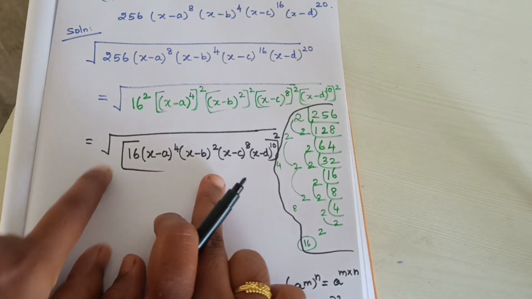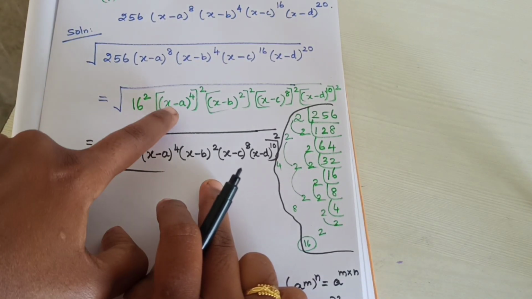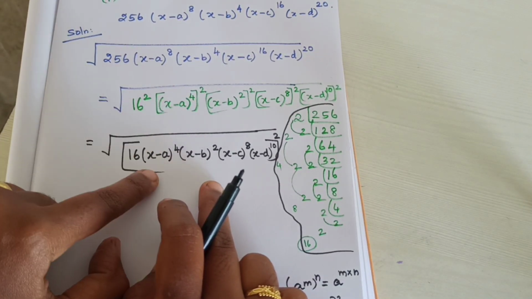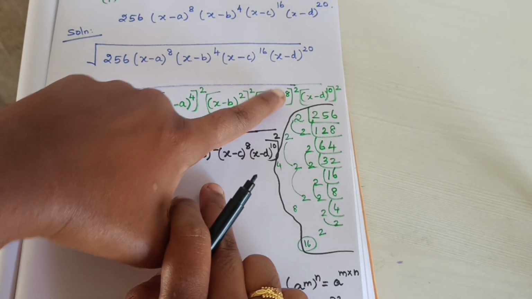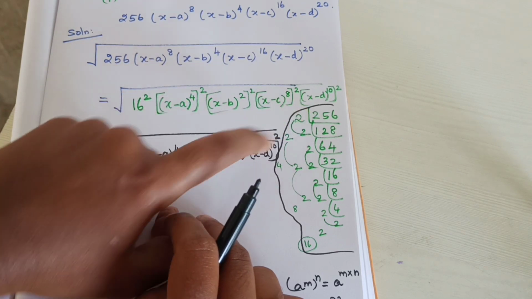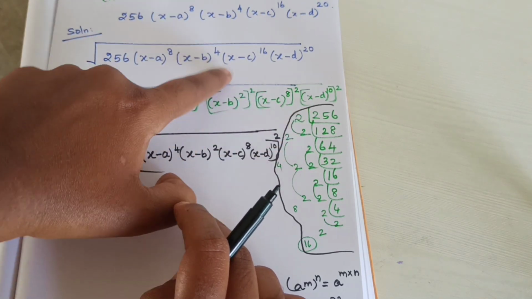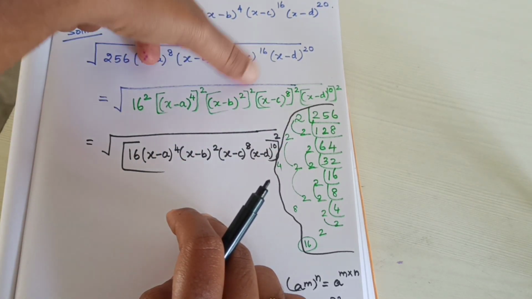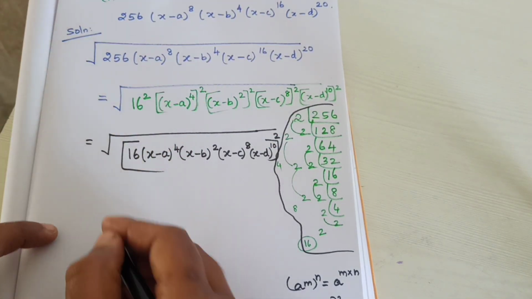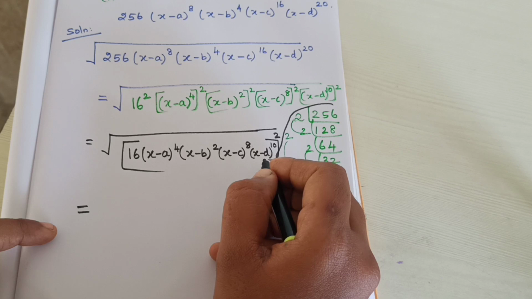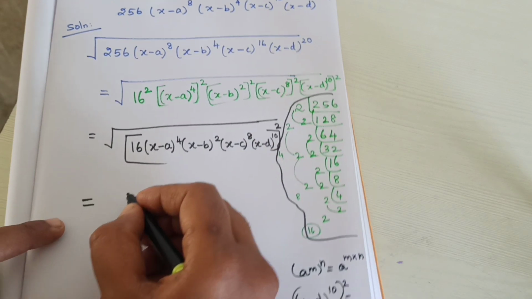Now listen carefully. Here 16, the base term, (x − a)^4, then (x − b)^2, (x − c)^8, and (x − d)^10, and the whole square. Here square, square, square, square. All the squares I am writing only one time. Then this square and root get cancelled. So what is the final answer?